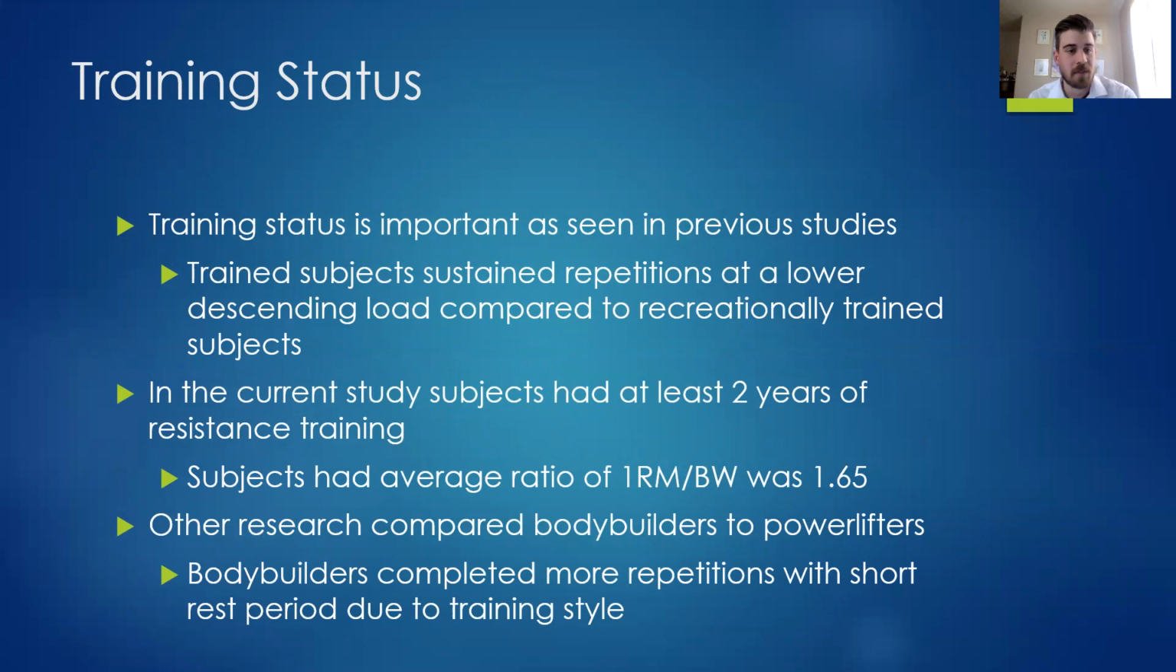Also, another limitation may be training status, and it's shown in other studies that it's very important. Trained subjects sustained repetitions at a lower descending load compared to recreationally trained subjects. In the current study, subjects had at least 2 years of resistance training, and subjects had an average ratio of 1RM to body weight of 1.65. And other research compared bodybuilders to powerlifters, and bodybuilders completed more repetitions with short rest period due to their training style.